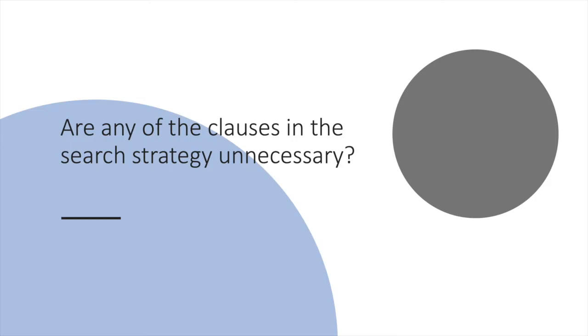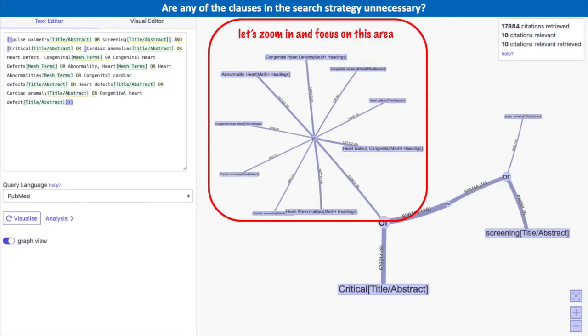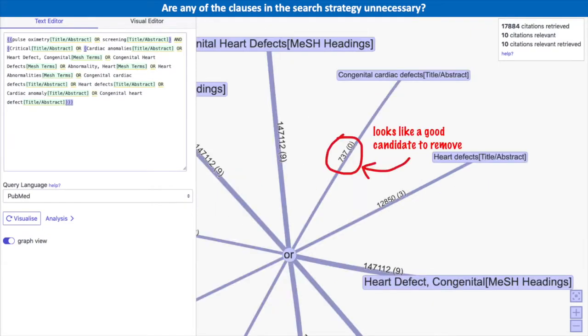Are any of the clauses in the search strategy unnecessary? Another attribute of the visualization that will help us is the hierarchical structure. This part of the search strategy has many clauses, so let's zoom in and focus on it. This particular clause looks like a good candidate to remove, because it's retrieving relatively few studies. And it actually isn't retrieving any of the seed studies.